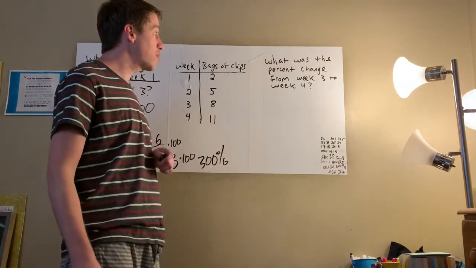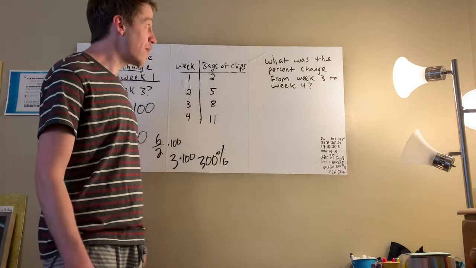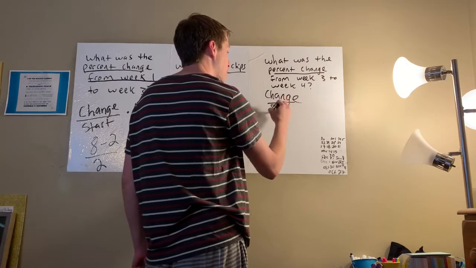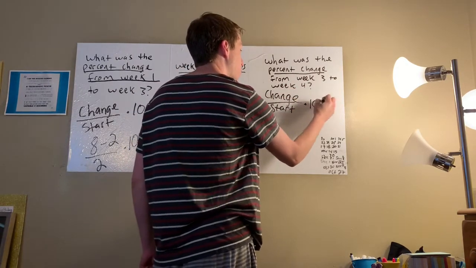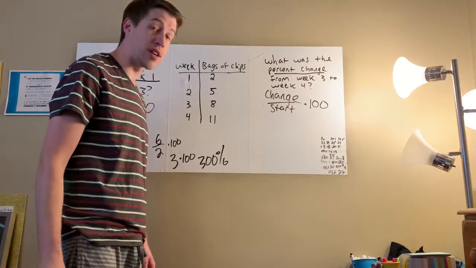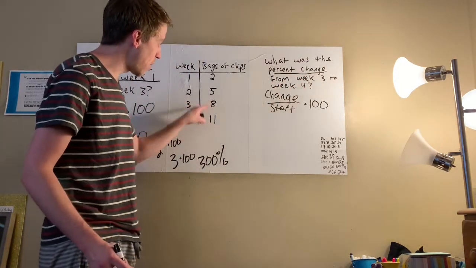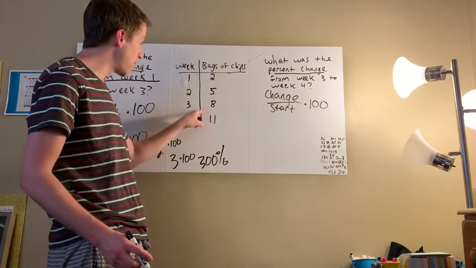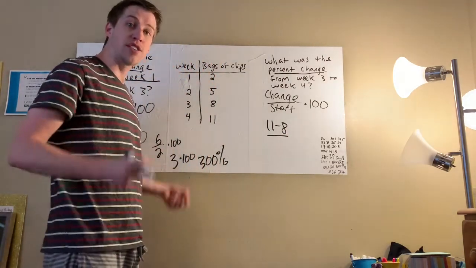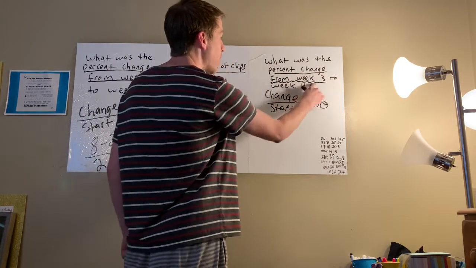What was the percent change in my bags of chips from week 3 to week 4? Whenever you want to do percent change, we're going to do the change divided by the start, times 100. The fancy way to say change in math is just subtract. So we're going to subtract to find the change from week 3 to week 4. I'm going to subtract how many bags I ate in week 4 and week 3. And I'm going to divide by my starting bags of chips, which is always going to be next to the word "from," week 3.